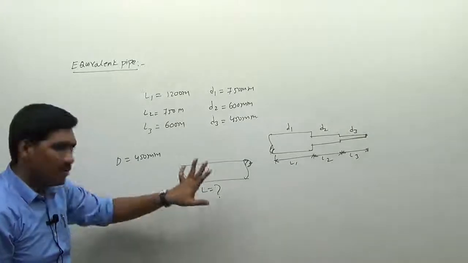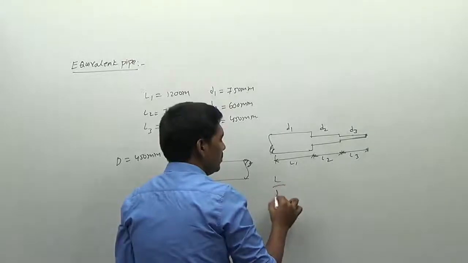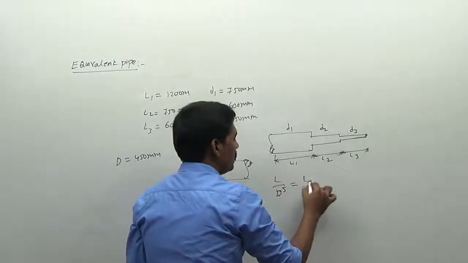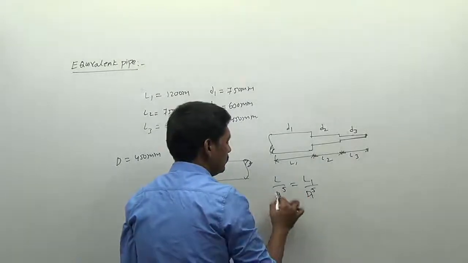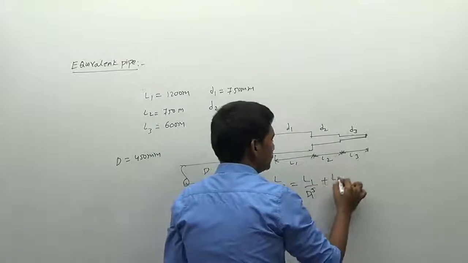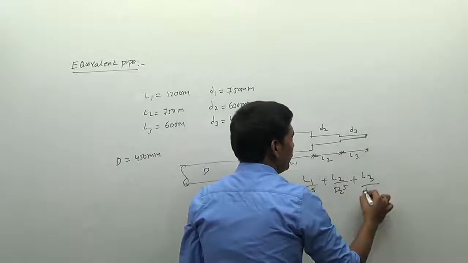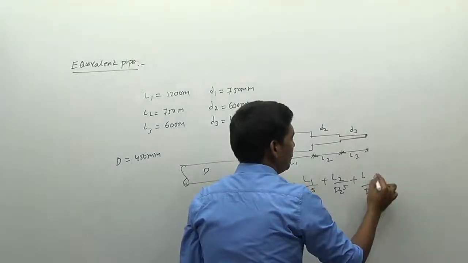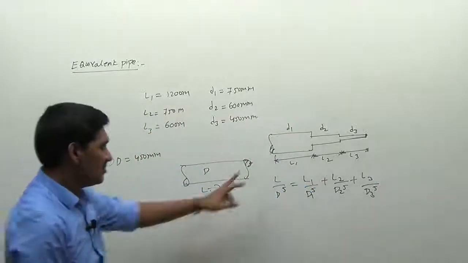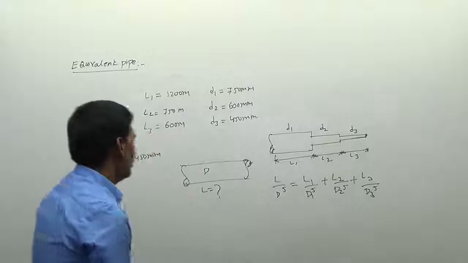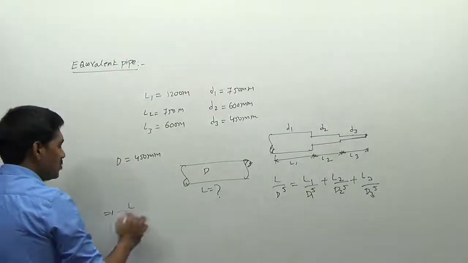Depending upon that equality only, we wrote this relation: L by D power 5 is equal to L1 by D1 power 5 plus L2 by D2 power 5 plus L3 by D3 power 5. A very important relation, since we have three lengths and three diameters here. Therefore I can write the value of L. I am substituting all the values in the relation. L is to be determined.